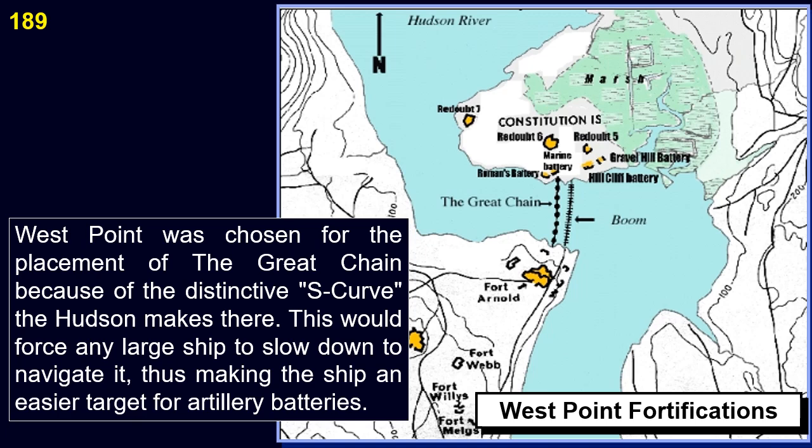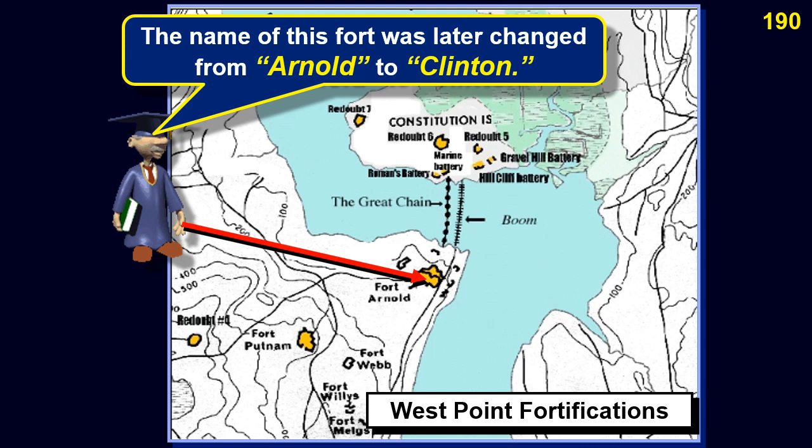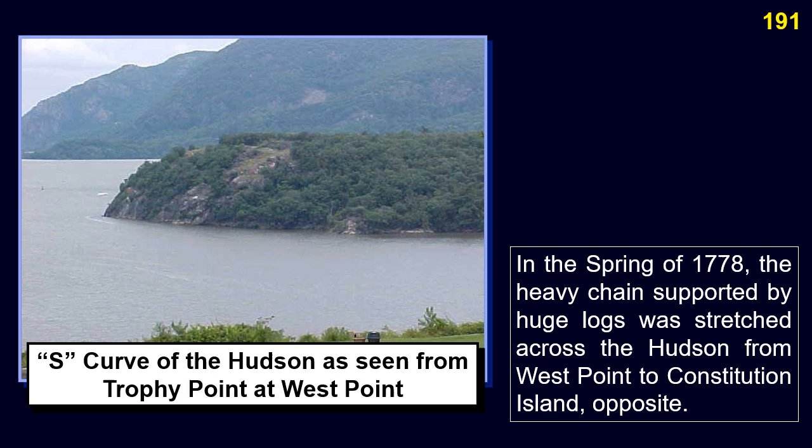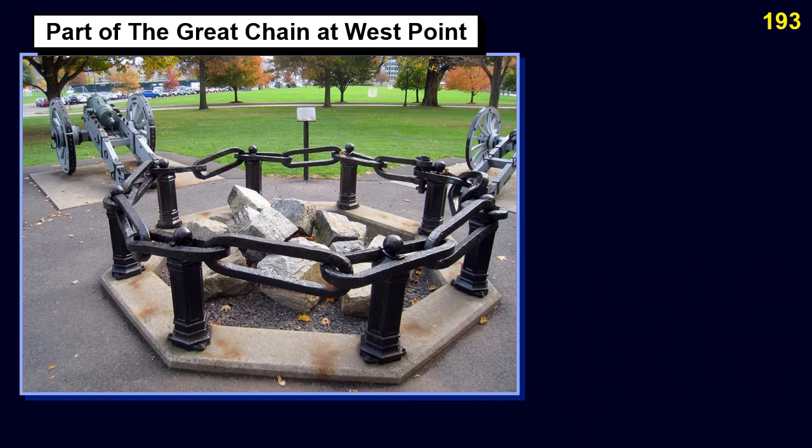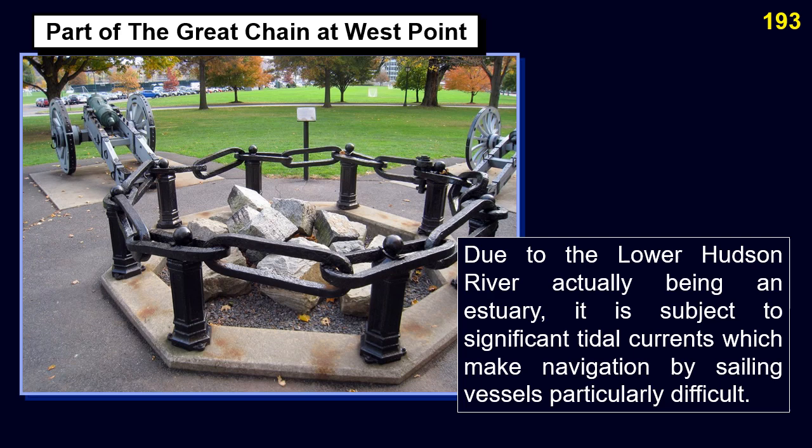This would force any large ship to slow down to navigate it, thus making the ship an easier target for artillery batteries. The name of Fort Arnold was later changed from Arnold to Clinton. In the spring of 1778, the heavy chain supported by huge logs was stretched across the Hudson from West Point to Constitution Island. Opposite, American soldiers positioned the chain to impede the progress of a ship should it attempt to turn into the east-west channel against frequently unfavorable winds and a strong current. Due to the lower Hudson River actually being an estuary, it is subject to significant tidal currents which make navigation by sailing vessels particularly difficult.